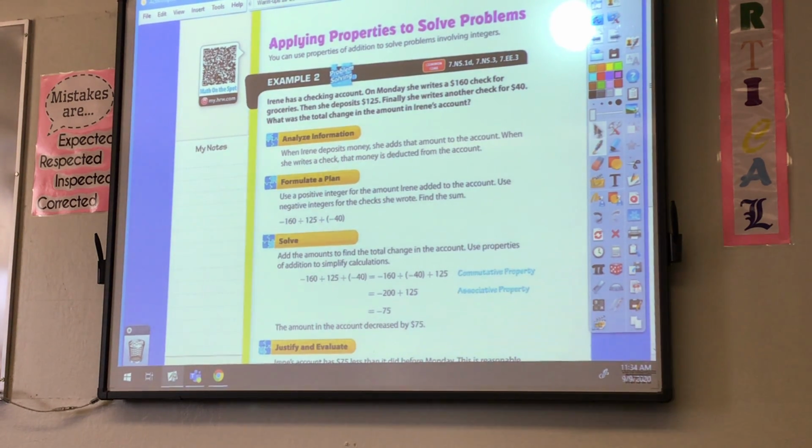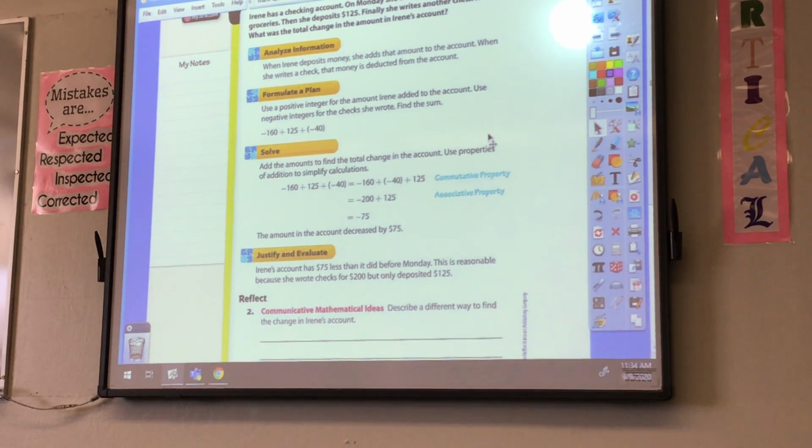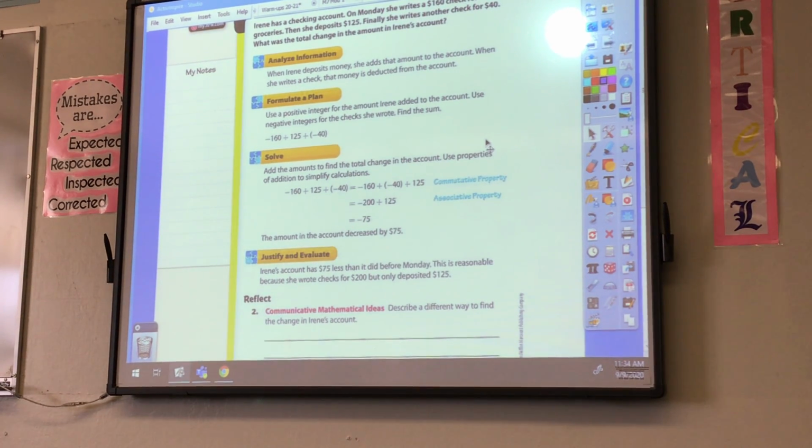Applying properties to solve problems. So this page is really just all tricks. Tricks to make your lives easier, okay? Math has properties. Properties are the rules that tell us we can do things. And we have 2 rules. The first rule we have is the commutative property. We've talked about it. The commutative property of addition says that you can change the order.